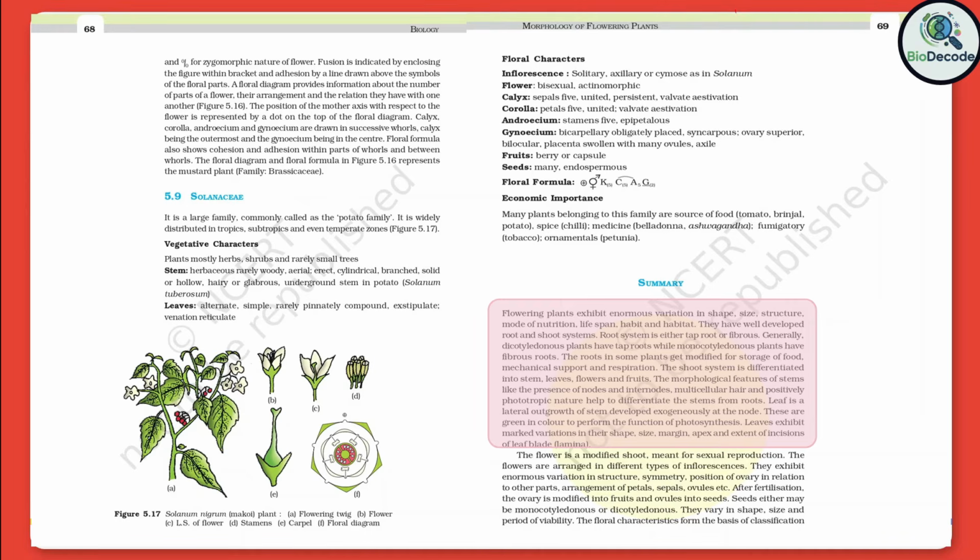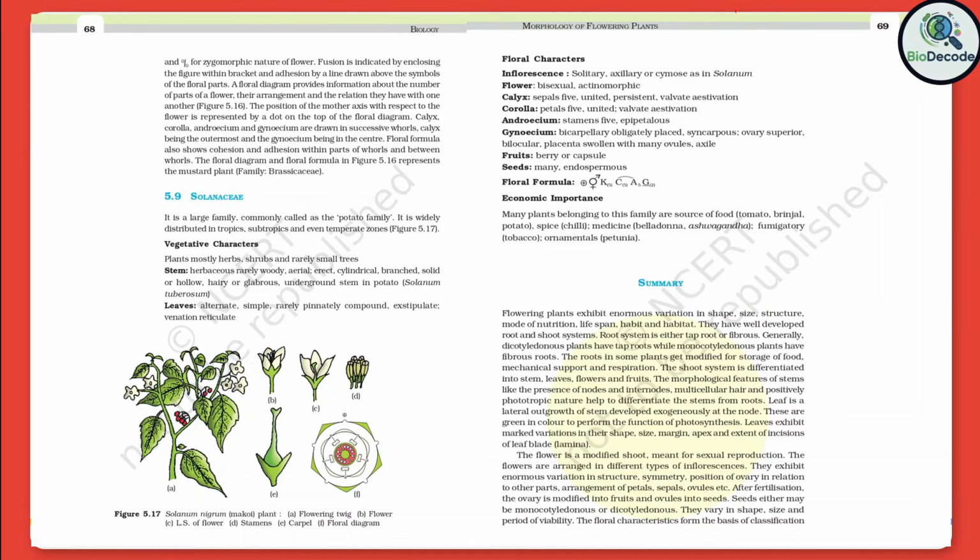The morphological features of stems, like the presence of nodes and internodes, multicellular hair, and positively phototropic nature, help to differentiate the stems from roots. Leaf is a lateral outgrowth of stem developed exogenously at the node. These are green in color to perform the function of photosynthesis. Leaves exhibit marked variations in their shape, size, margin, apex, and extent of incisions of leaf blade lamina.